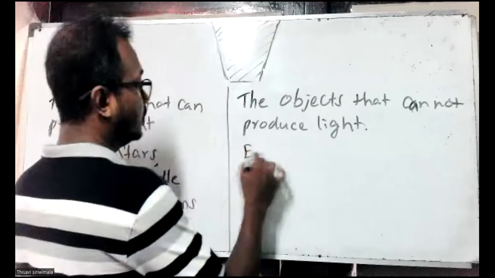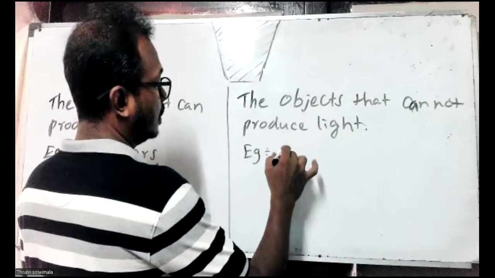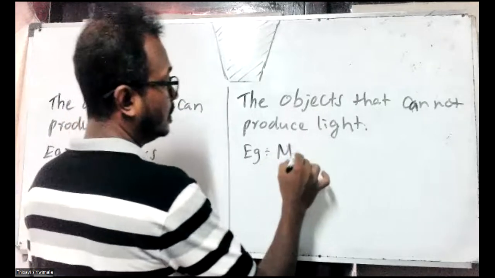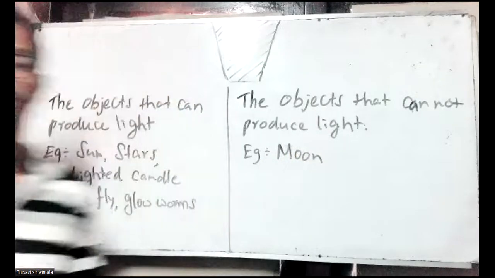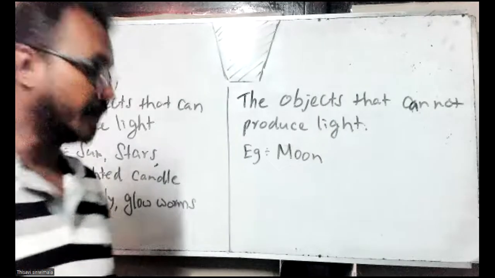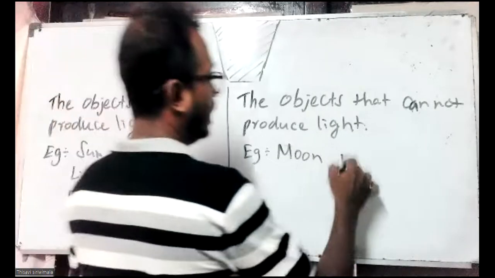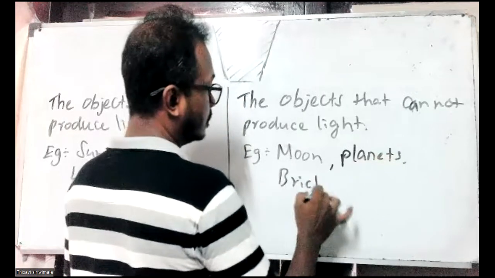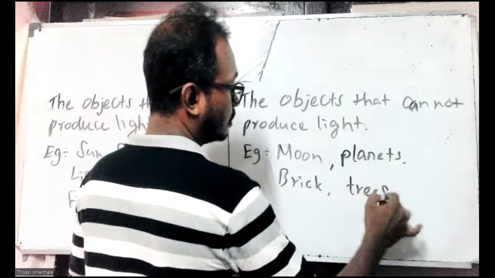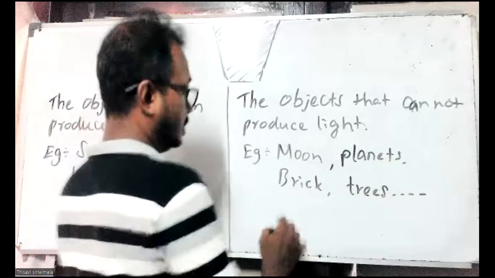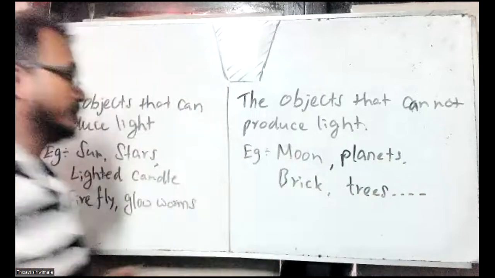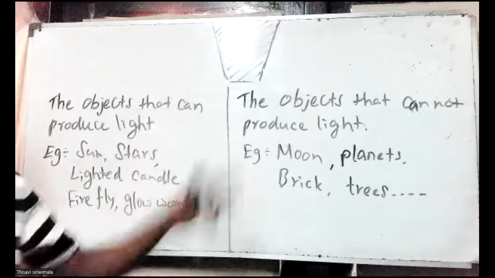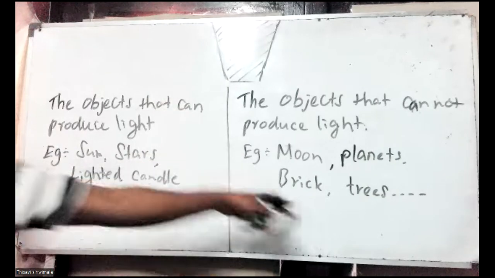Make examples, you can write. A moon, even though we see the moon as a luminous object, it is just reflecting the light of the sun. Moon, planets, brick, trees, so those are the examples. Even a light before switching on is a non-luminous object. Right? You can write this.